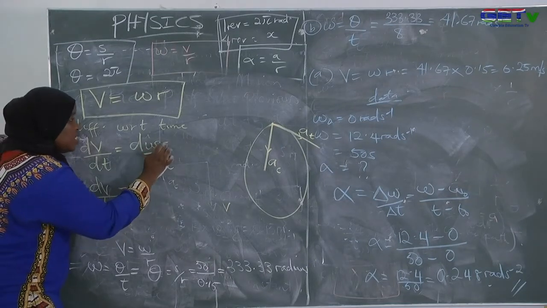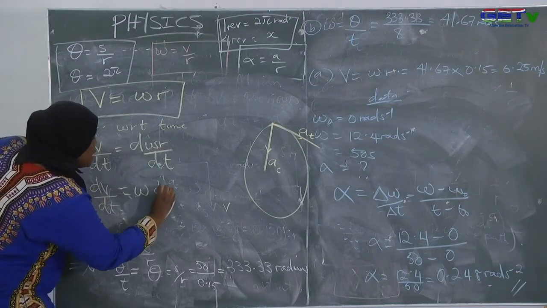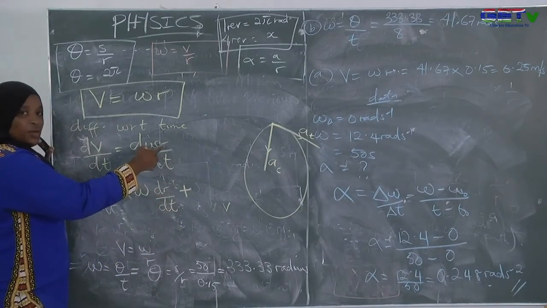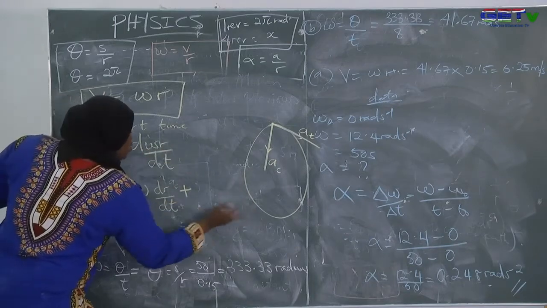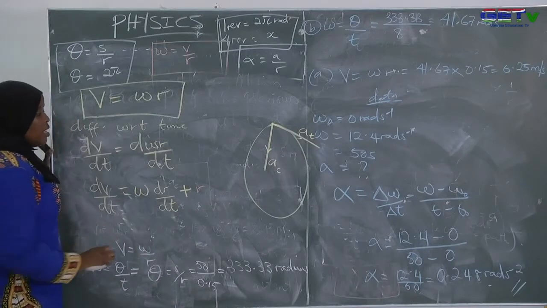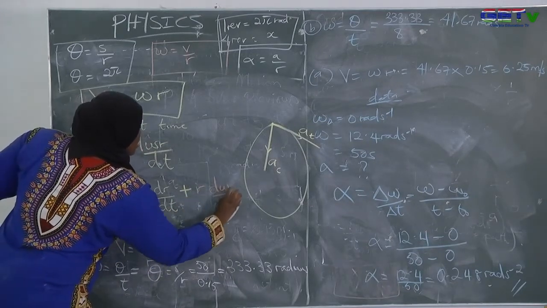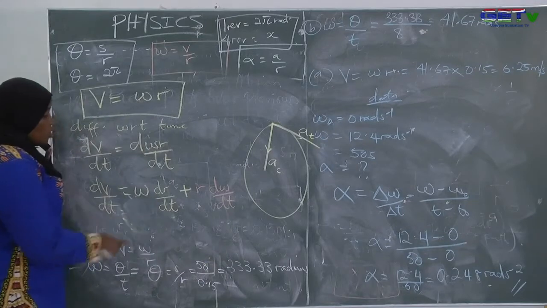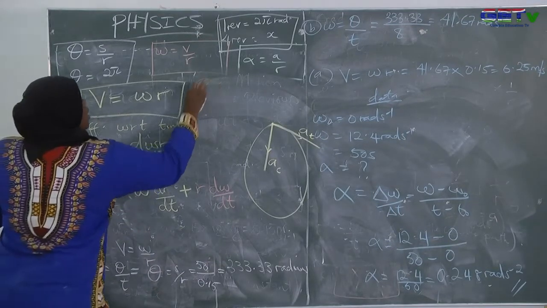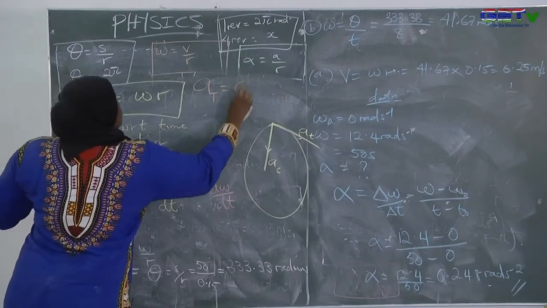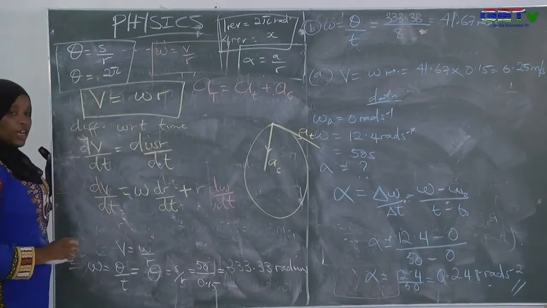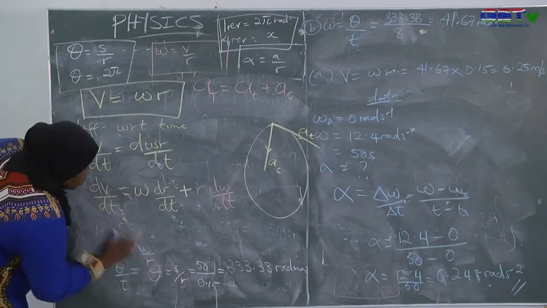Omega, and we differentiate r with respect to time, and that will be dr over dt, plus, which one was differentiated? It was r. So r becomes our new constant. Then we differentiate omega with respect to time. This is in order to obtain the total acceleration. Remember, I told you the total acceleration, A total, is equivalent to A tangential plus A centripetal. Is that clear?